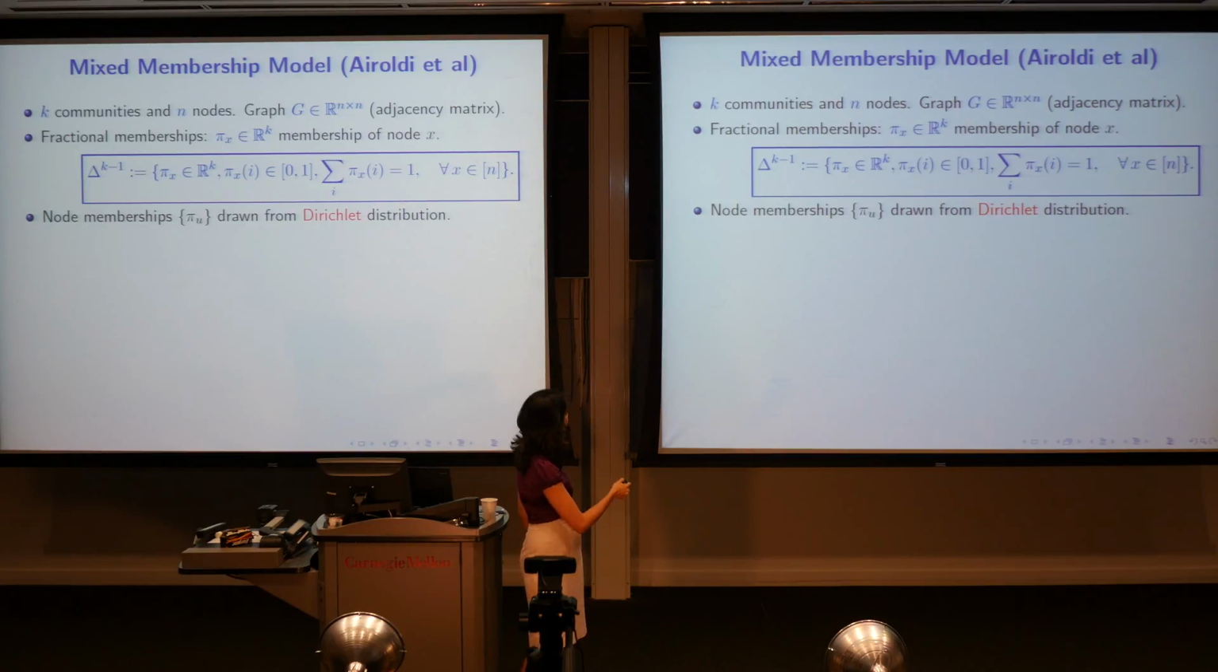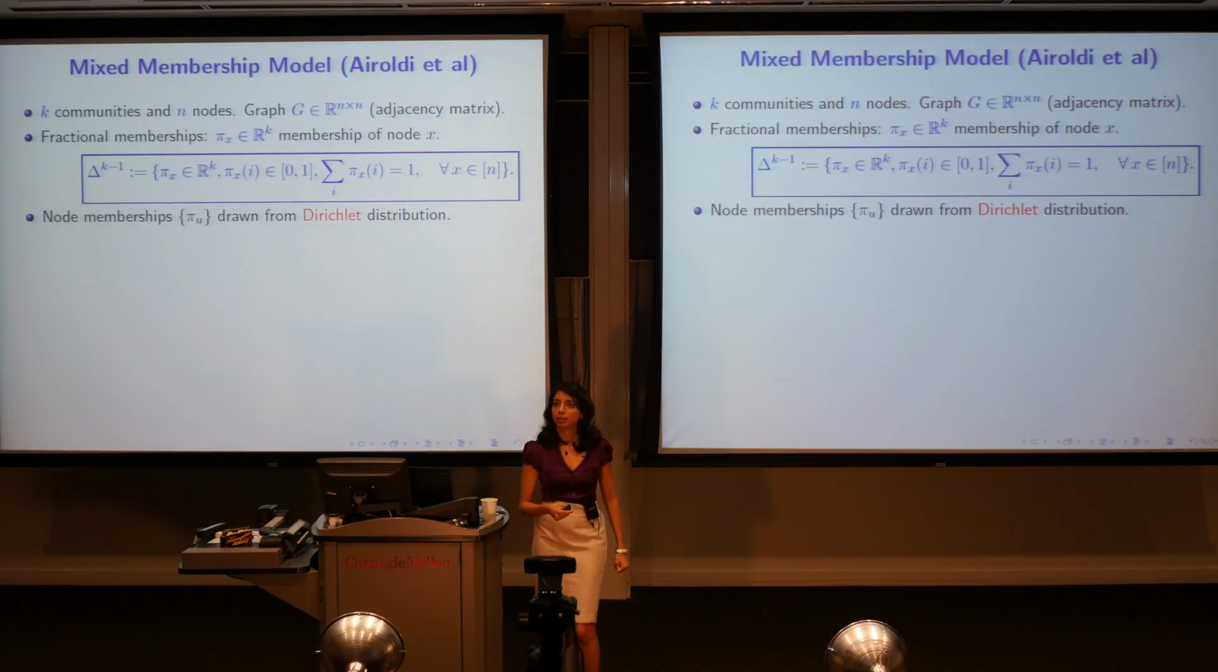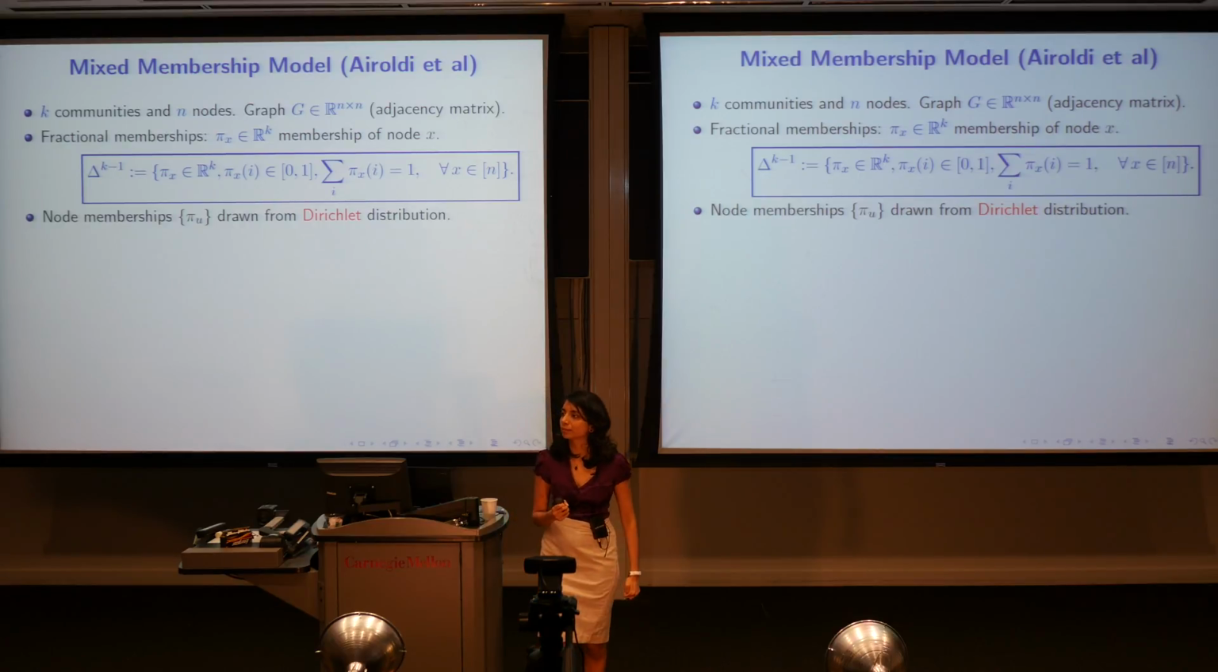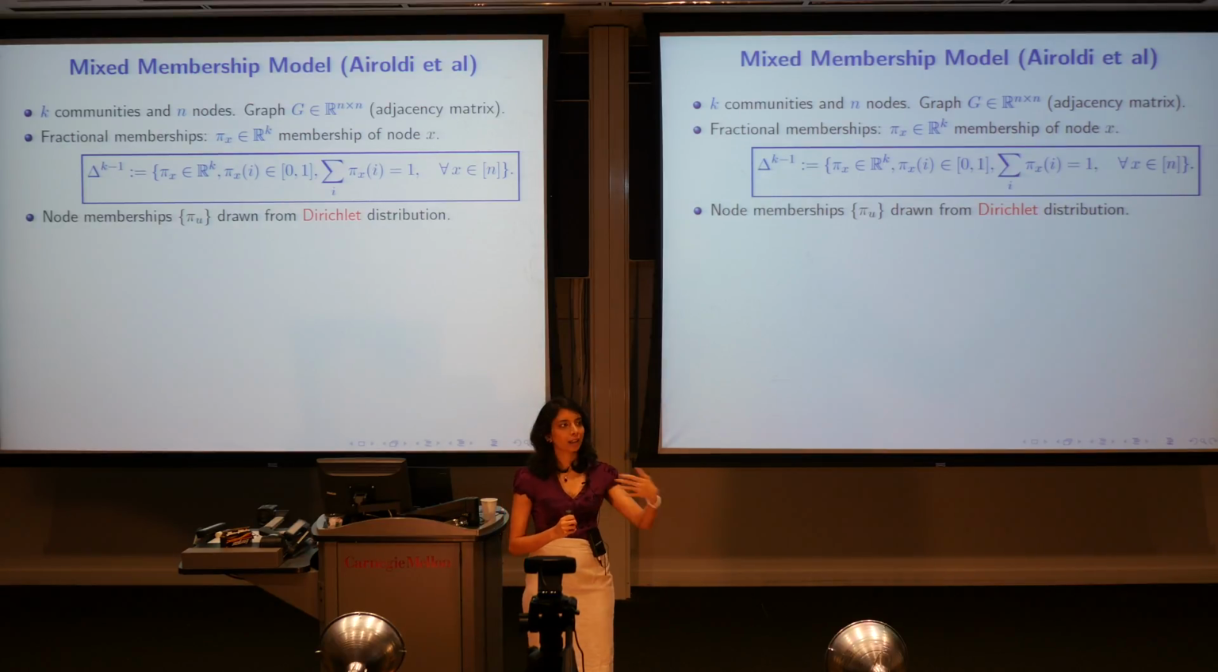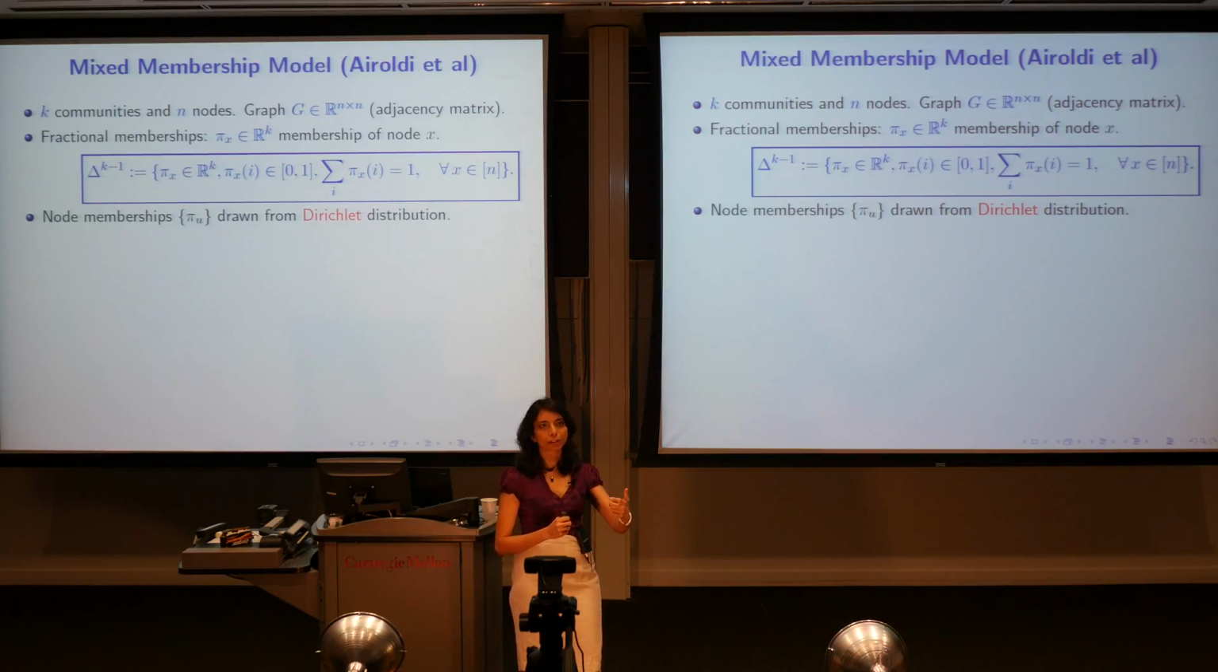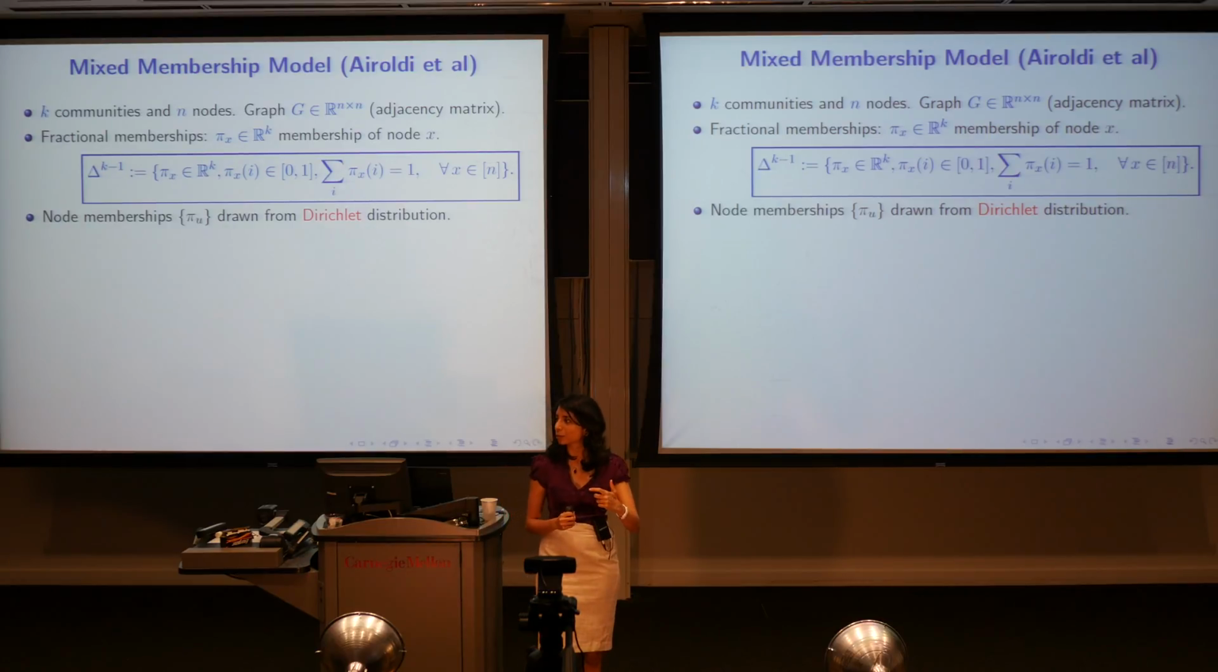So I'm going to use the notation that for a node x, pi x is my membership vector. And again, I'm going to use the fact that these are fractional. So think of it as now I'm spending some fraction of my time in these different communities. That's one interpretation of these fractional memberships. And now I'm going to again assume that these are drawn from the Dirichlet distribution. Same as in the topic modeling. There, the topics were drawn from the Dirichlet distribution. Now here, the membership of nodes into different communities are drawn from the Dirichlet distribution.